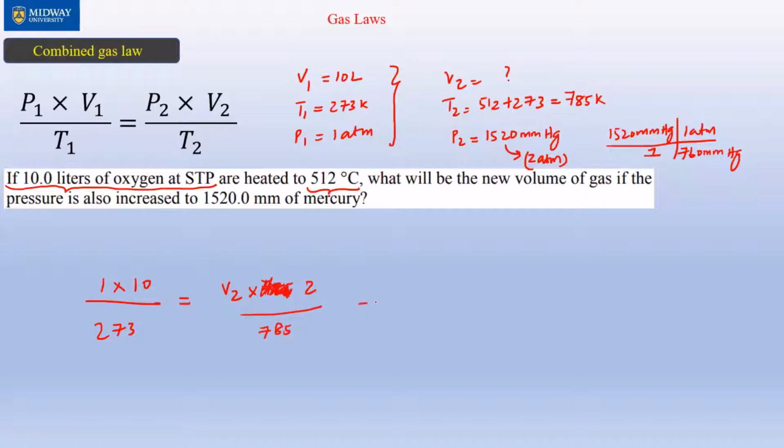You're going to have maybe one problem on the test. So if you do all that, 10 over 273 times 785 divided by 2, it's about 14 liters. So this is algebra. This has nothing to do with really chemistry, except there is some chemistry there.